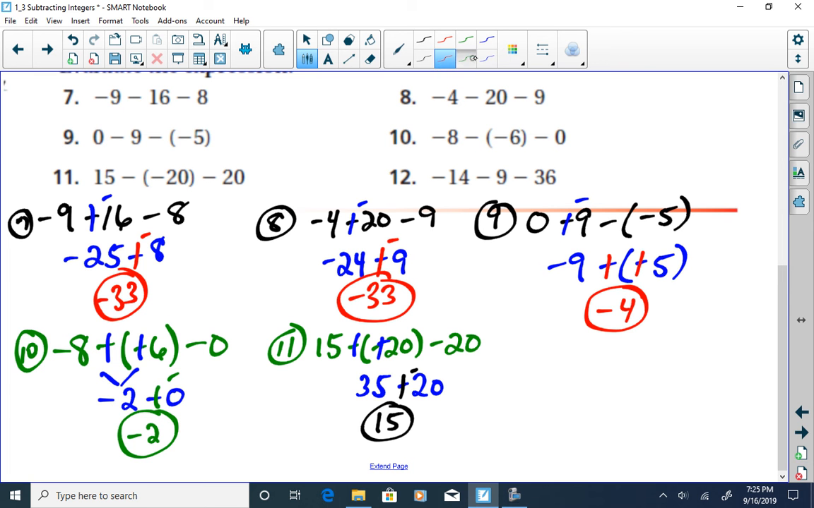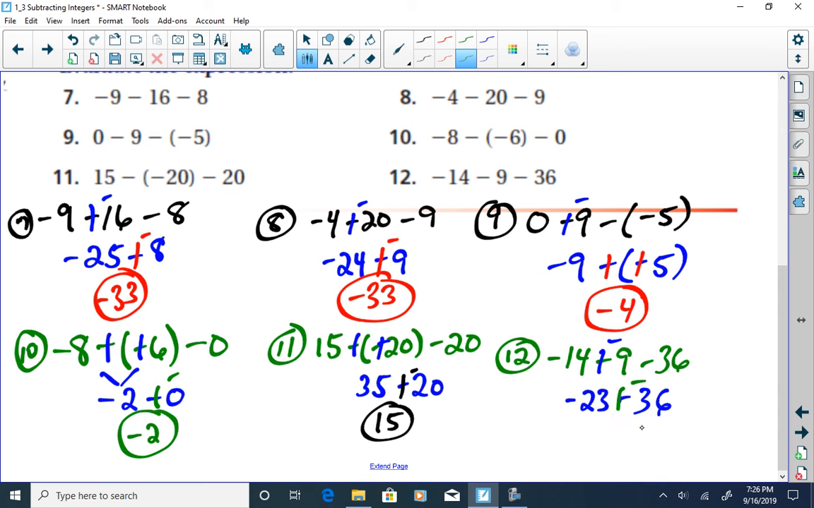In our last example here, problem 12. Problem 12, we have negative 14 minus 9 minus 36. Start with the first two integers. I see the subtraction. When I see the subtraction, I want to use the additive inverse, so I add its opposite. Negative 14 plus negative 9, that's negative 23. Then I still got to take 36 away from that.